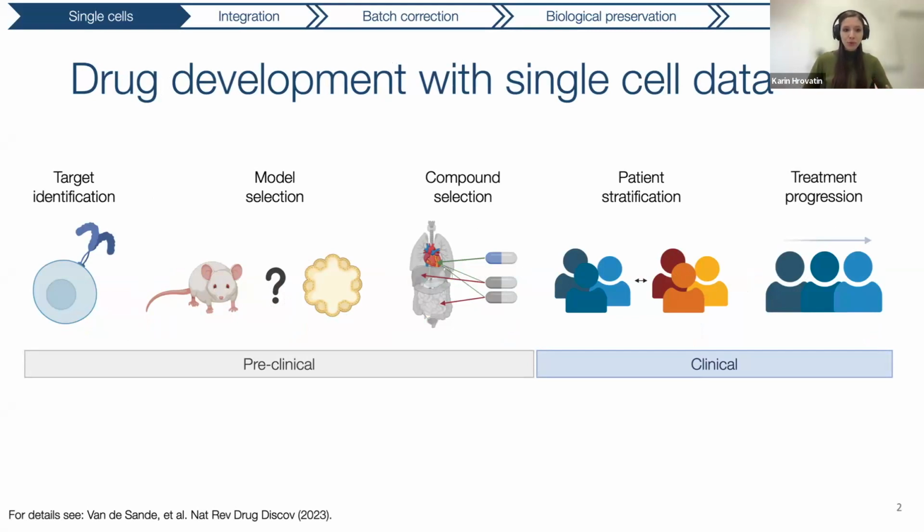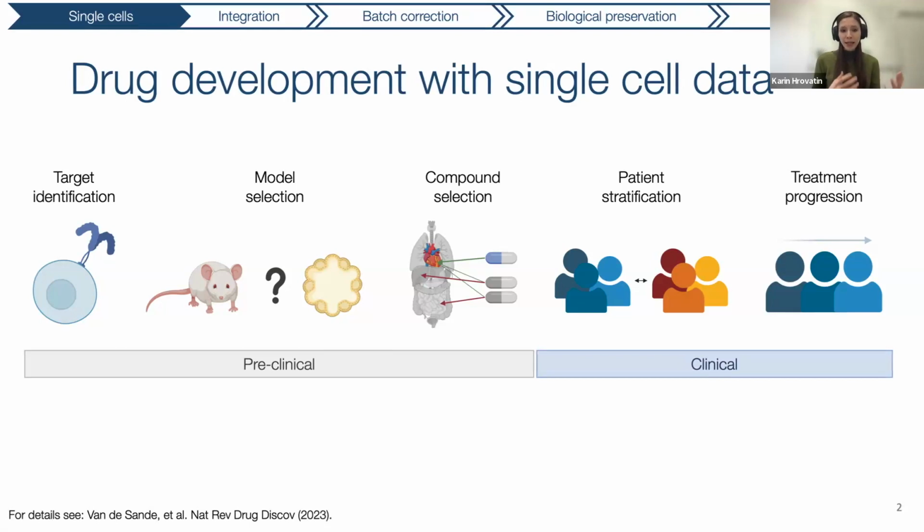Then you might want to choose your model on which you will be studying drugs and disease. You might ask, do I want to use a mouse model where every individual cell is located within tissue and is surrounded by the vasculature? Or do I want to use organoids, which are coming from human, but are lacking this tissue structure that is, again, affecting the function of individual cells?